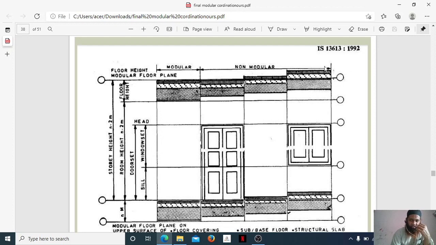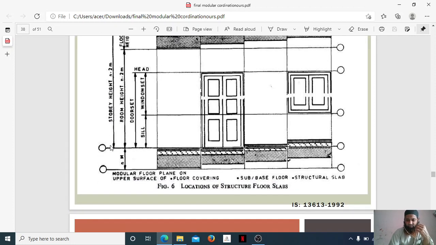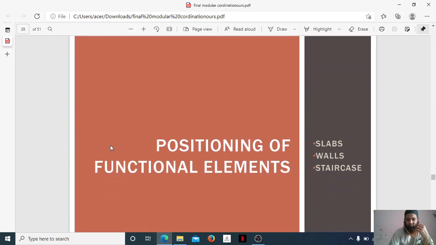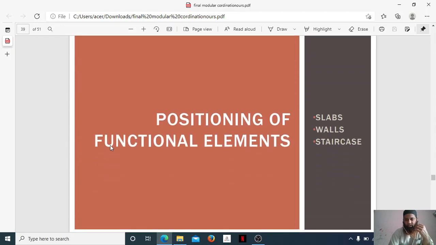So everything, whatever is there, will be perfectly marked here in the planning section only, so that while executing there shouldn't be any problem. Now let us see the position of functional elements like slab, walls, and staircase. How do we position them? This is very much important here.